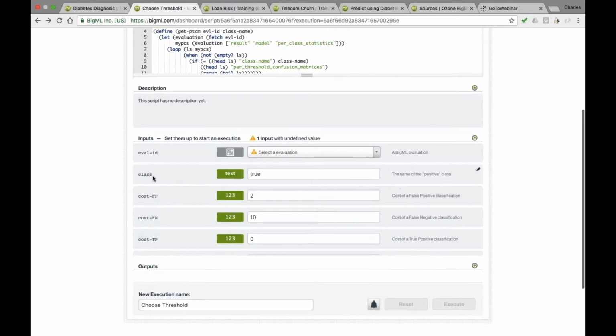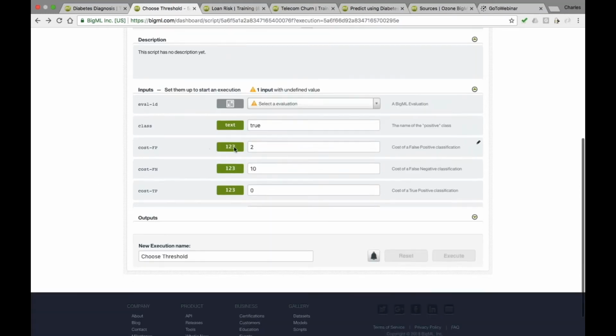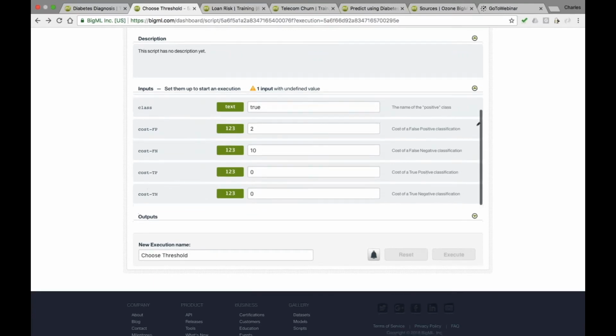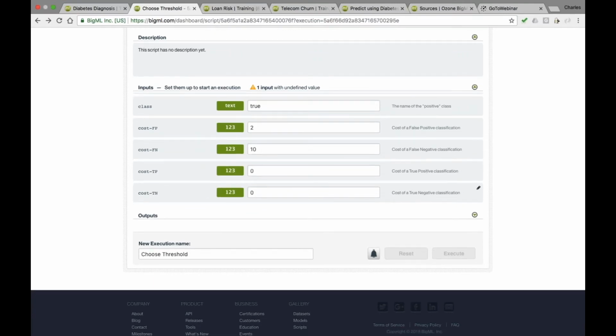But the basic idea here is that I've got an evaluation that I've created, and I've got a class that I'm going to say is the positive class. And then I've got these costs, false positives, false negatives, true positives, true negatives, for each possible outcome when I make a classification. And like I said, if I know those costs, it's easy for me to go through every evaluation, look at every possible threshold, look at the confusion matrix for that threshold, apply these costs, and see if I can find the minimum cost threshold.